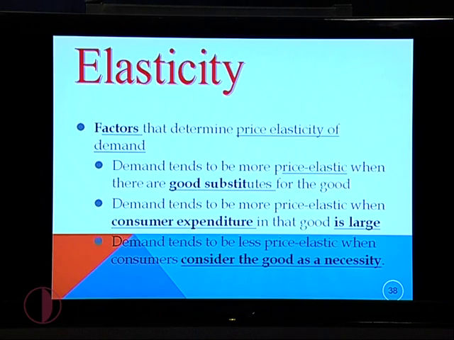Then, the factors which are affecting the price elasticity of demand. Demand tends to be more price elastic when there are good substitutes for the good. Demand tends to be more price elastic when consumer expenditure on that good is large, and demand tends to be less price elastic when the consumer considers the good a necessity.